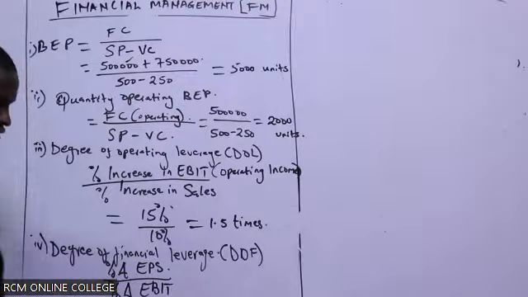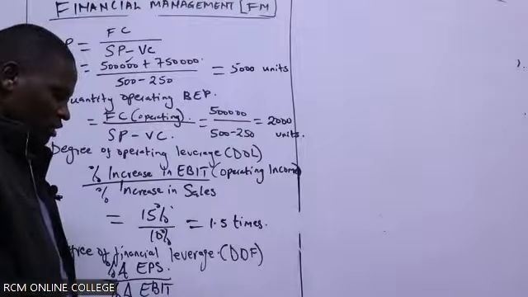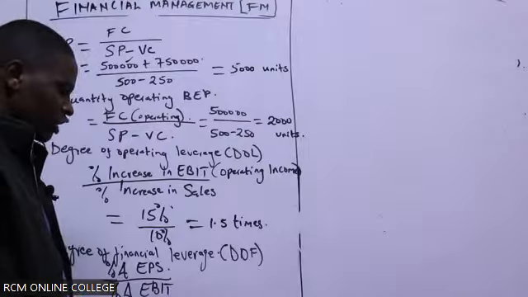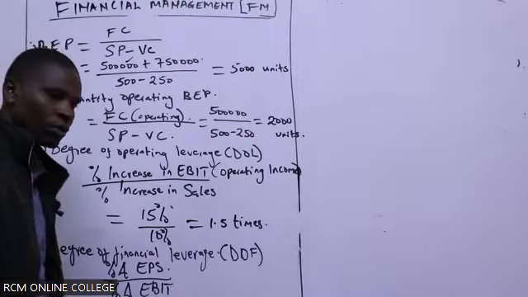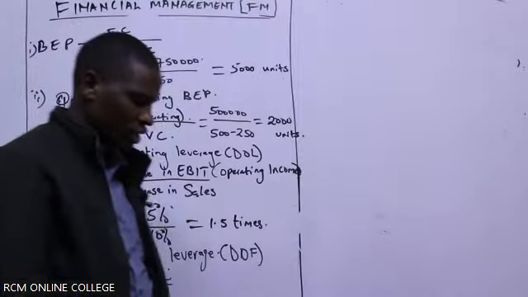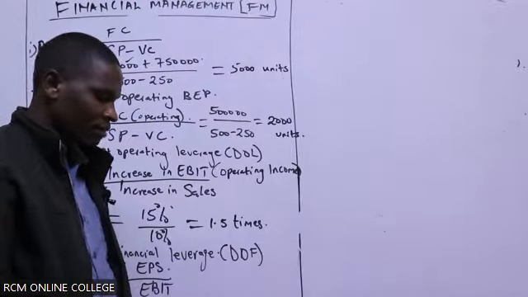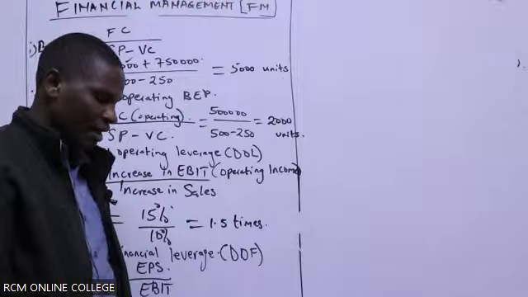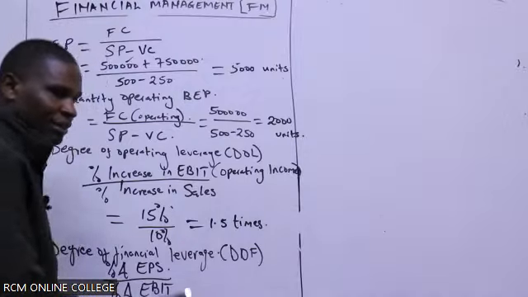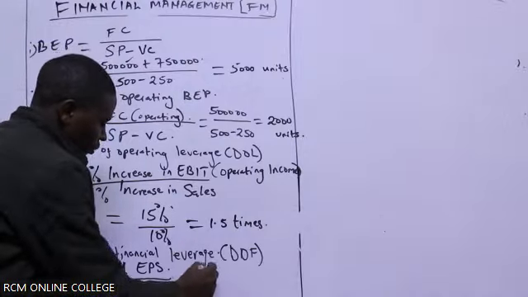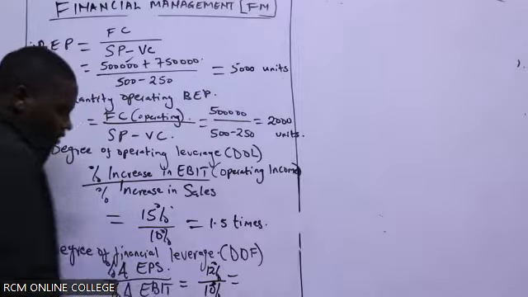Percentage change in EPS. Na hizo tuko nazo, EBIT already. Sasa tumeambiwa aje hapa. EPS ina change na 12%. Na EBIT yetu ni 15%. And if the firm's EBIT increased by 10%, the firm's earning per share will increase by 12%. So we have 12 and 10. So it will be equal to 12% divided by 10%. Na hiyo itakuwa ngapi?